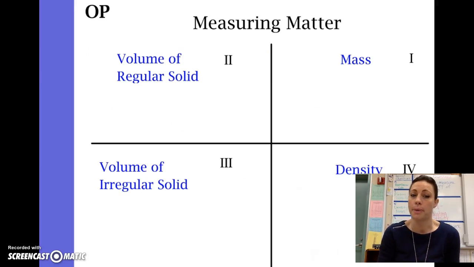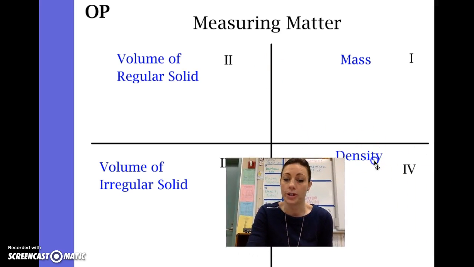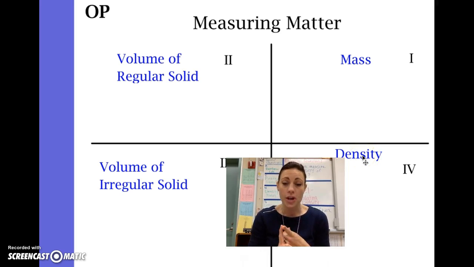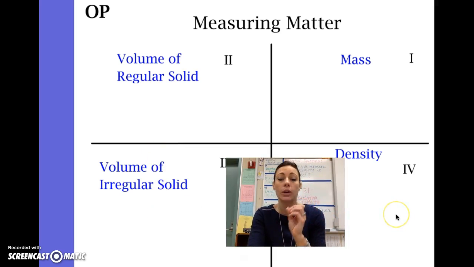And here's your output page when you're done. Your output page today is quadrants. Your 4 quadrants will be titled mass, volume of a regular solid, volume of an irregular solid, and density. I want pictures, not about what these definitions are, but how they are measured. How do we measure mass? How do we measure volume of a regular solid, volume of an irregular solid, and how do we measure the density of an object?